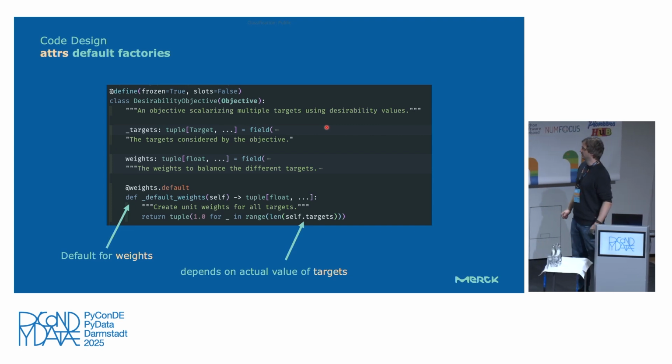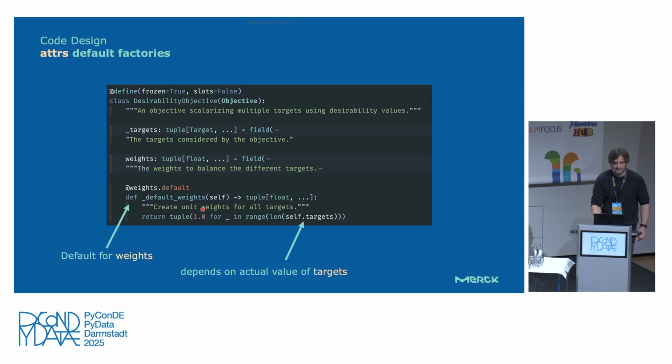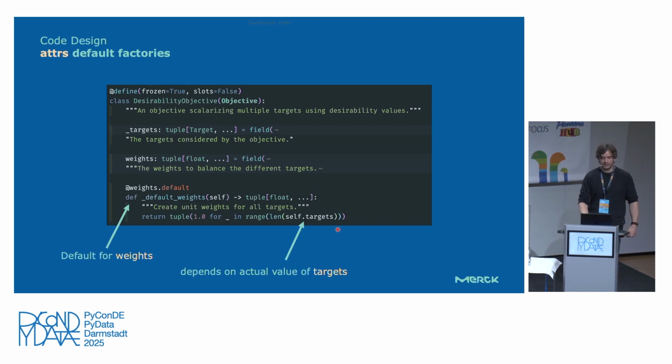This is how you can do it, basically by saying the weights have a default setting, and that depends, of course, on the number of targets that you have, because if you have 5 targets, each target would get a weight of 1/5. So you can see these defaults, basically per attribute, can also access other attributes of the same class.